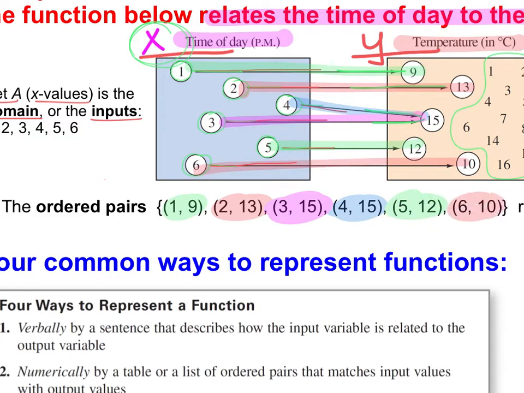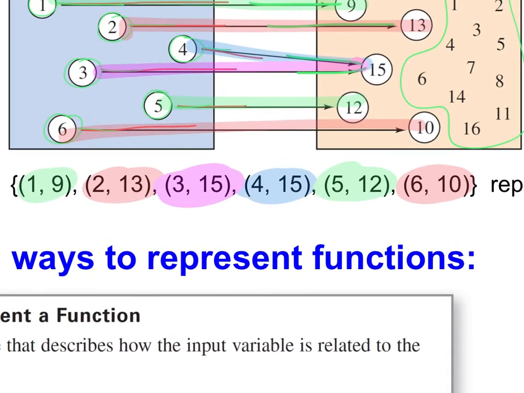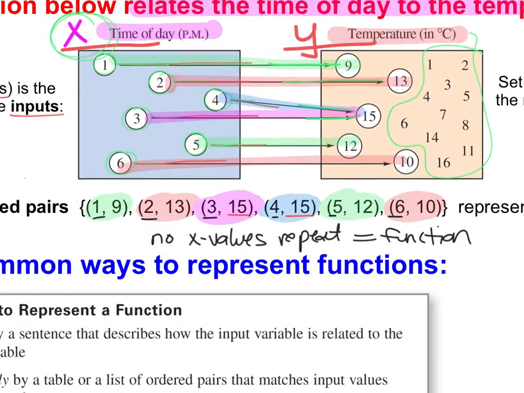Okay. So when you're looking at ordered pairs, I actually think this is the easiest way to tell if you have a function or not, because with ordered pairs, you just have to look and see, are there any x values that repeat? So I have 1, 2, 3, 4, 5, and 6. So no x values repeat, which means it is a function. It does not matter if the y values repeat. These 15s here don't matter. That's fine. It's only the x values we're focused on.